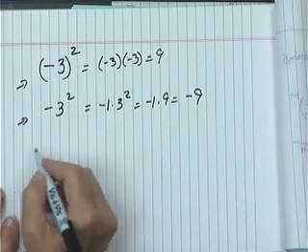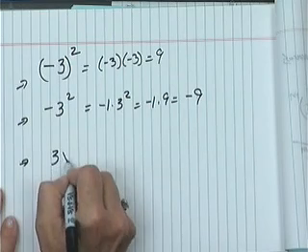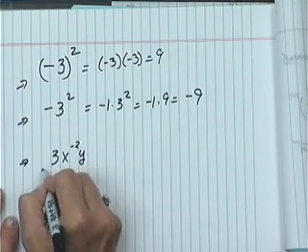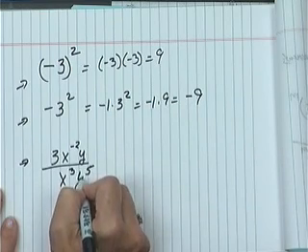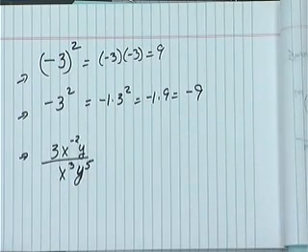All right, next example. Simplify this: 3x to the negative 2 times y over x cubed y to the 5th. That is, 3 times x to the negative 2 times y over x cubed times y to the 5th.